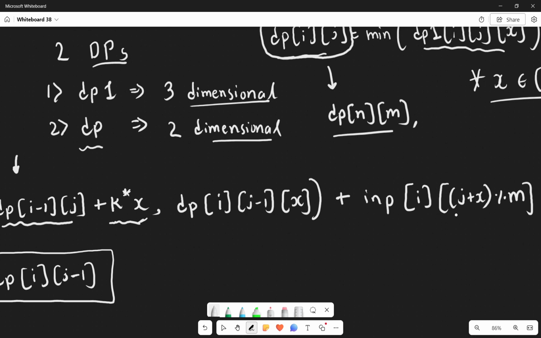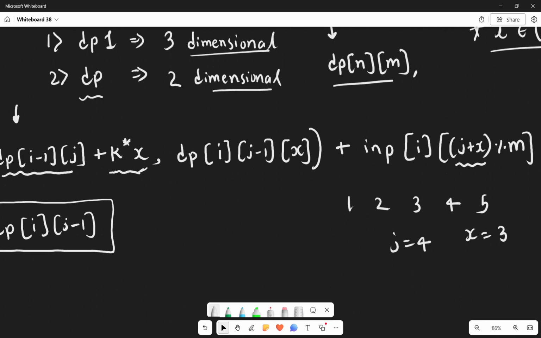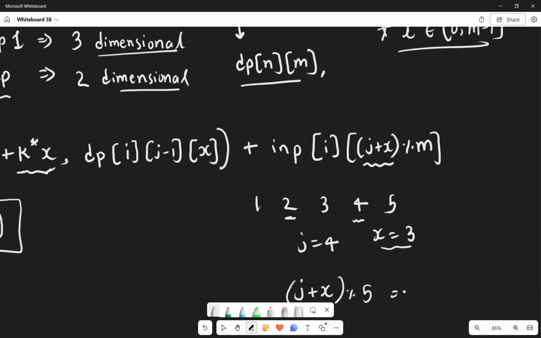Okay, it may happen that this j plus x exceeds m, right? So let us consider this case. There are 5 elements in each row. Your j is suppose 4 in some iteration, and you perform x is equal to 3. What element will be at this position when you perform 3 operations? It will be basically 2, right? So it will be j plus x percentage m, which is 4 plus 3, 7 percentage 5 is 2. So the element at the second index in that row would be at this position.